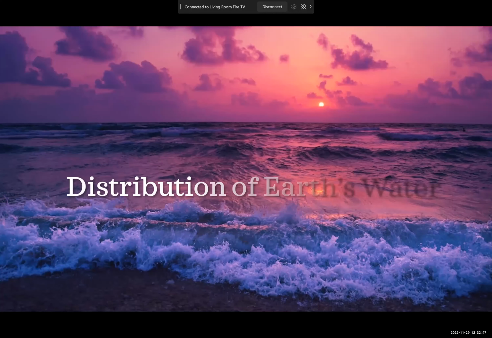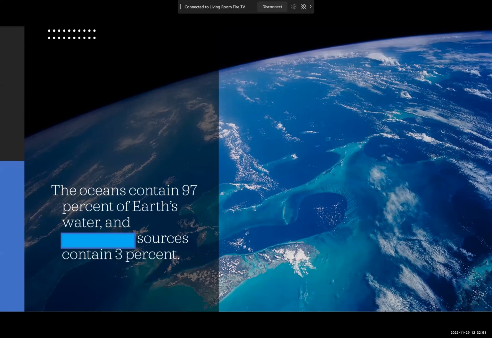So how does the water get to where the water is? How is it distributed? The oceans contain 97% of the Earth's water. And what sources contain 3%? Yusuf. There we go. All right. So fresh water sources are 3%. Yeah, shouldn't say contain there. It's kind of, yeah, but you're getting at the right point.